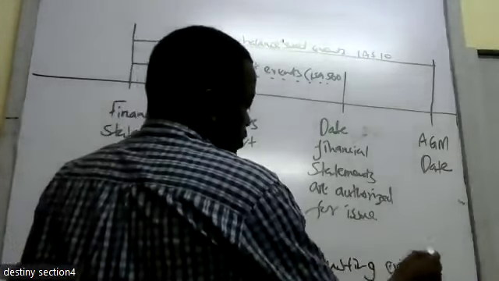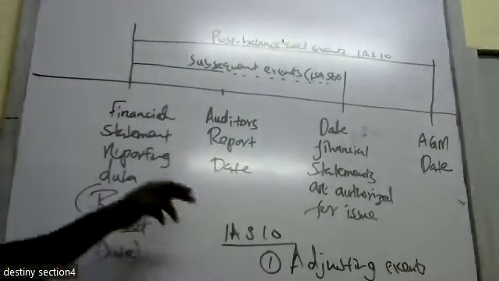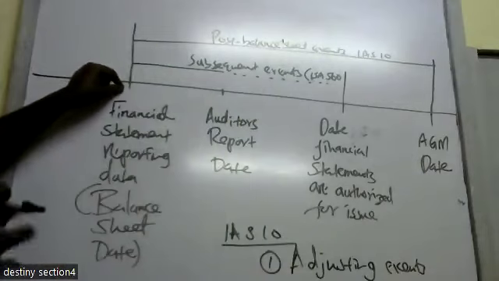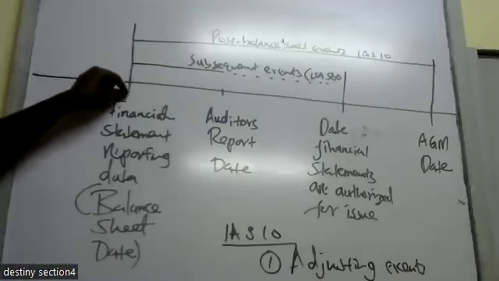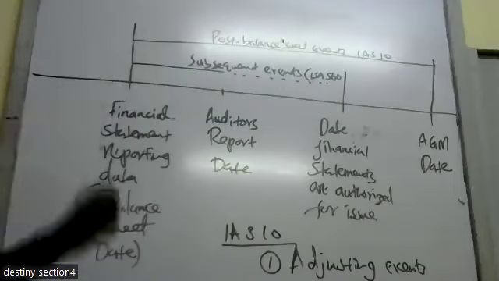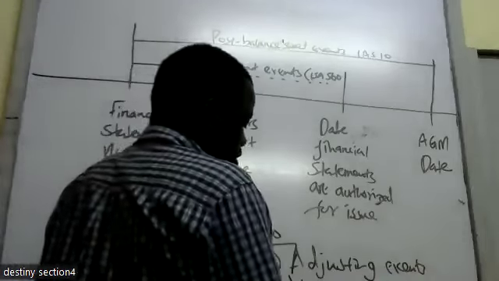Adjusting events. These are the events that provide evidence of conditions which existed at the reporting date. These matters arise later, but they do provide evidence of conditions that existed at the balance sheet date. Those figures in the financial statements are affected by those particular events.